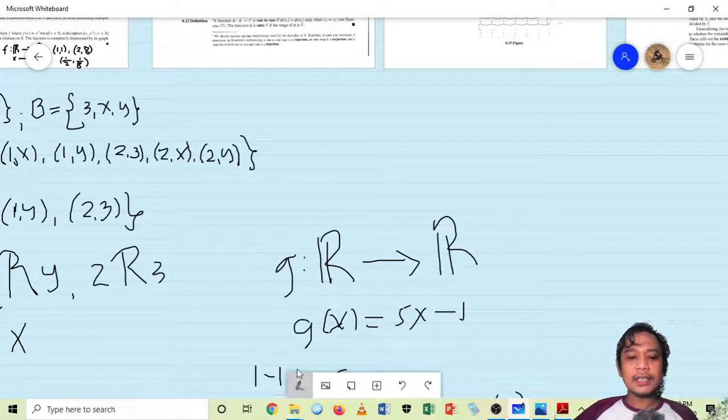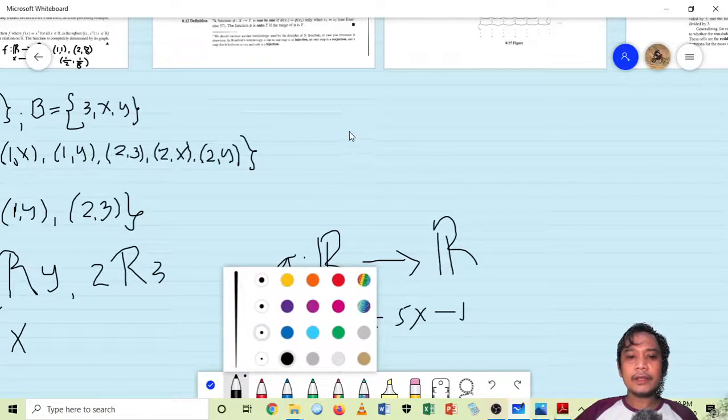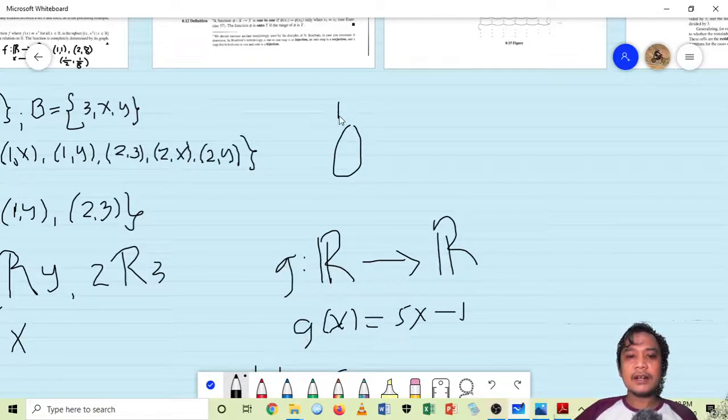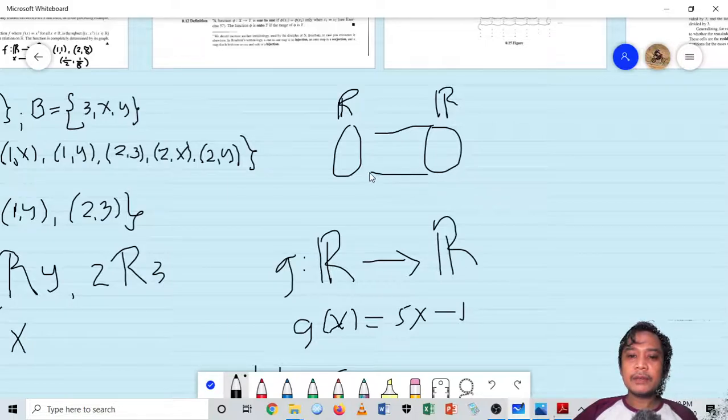So if we look at that in diagram form, let's say this is R, the set of all real numbers, and this is the same set. This is also R. All of these elements here should be paired with some elements here.